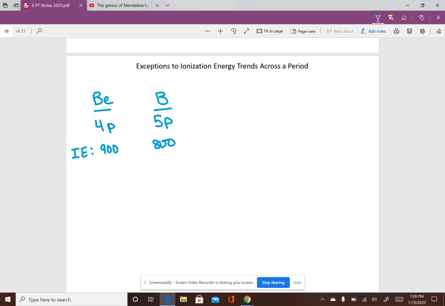If I do electron configurations, beryllium is 1s2, 2s2. If I do boron, 1s2, 2s2, 2p1. Okay, so why would it be easier to take an electron off of boron? You see how this one electron is in a p orbital, and I have 2 s orbitals here, making more shielding.